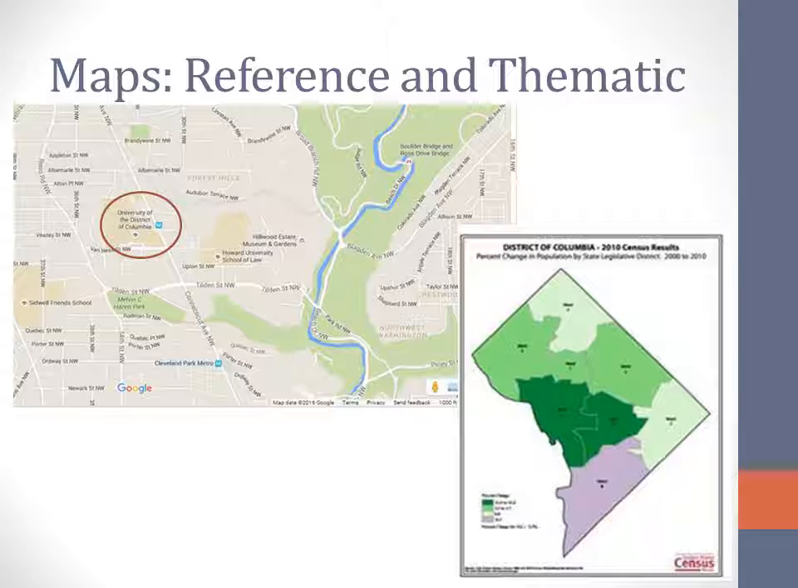Census. I encourage you to visit the Census Bureau at www.census.gov and also the Office of Planning in the District of Columbia at dc.gov to explore demographic data for the nation and the District of Columbia. Again, the U.S. Census Bureau, www.census.gov, and the Office of Planning for the DC government at dc.gov.